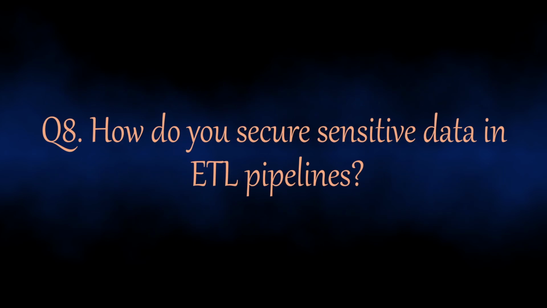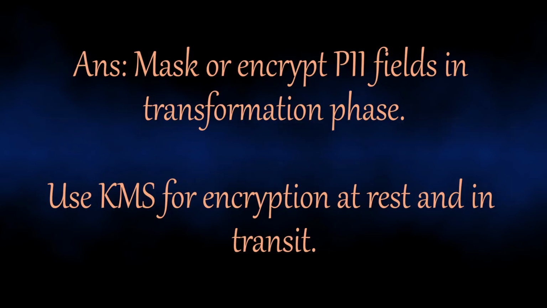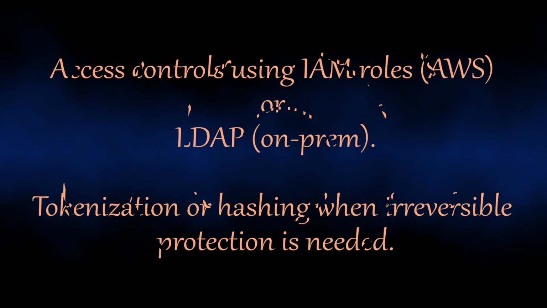Q8. How do you secure sensitive data in ETL pipelines? Answer. Mask or encrypt PII fields in the transformation phase. Use KMS for encryption at rest and in transit. Access controls using IAM roles, OAuth, or LDAP on-prem. Tokenization or hashing when irreversible protection is needed.